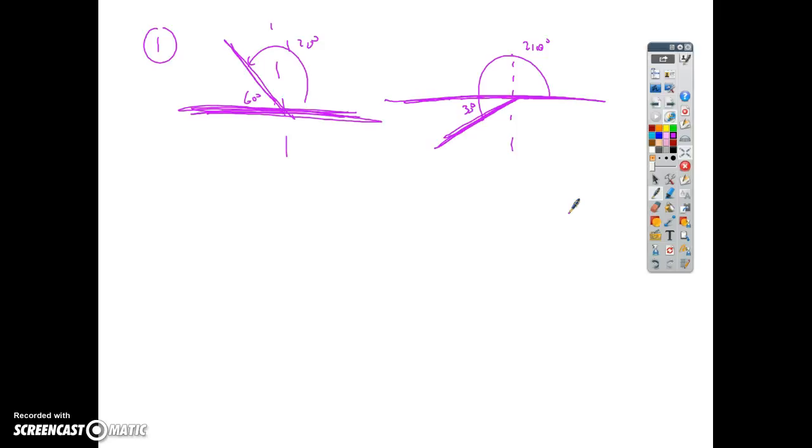So what is 280? 280 would be? 10? 80. Good. You guys are trying to think too hard. 280 degrees like this, right? 280 degrees. Agreed? Looks like that?